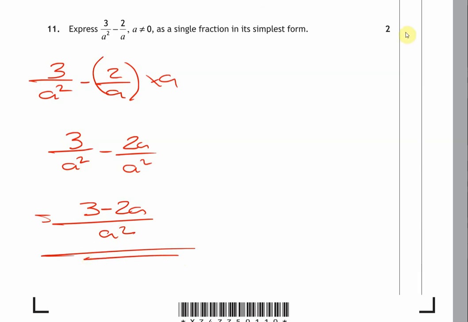And that is it. 2 simple marks. We get a mark for this and a mark for this. Again, you could do the kiss and smile, and then you would find out that your a's would cancel out as well. So it just depends on the type of system that you are going for.